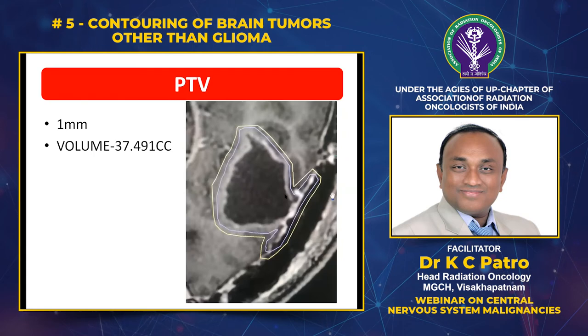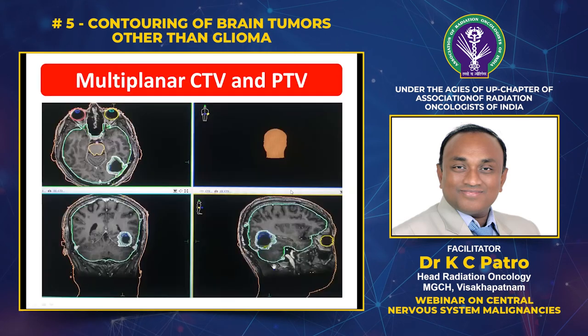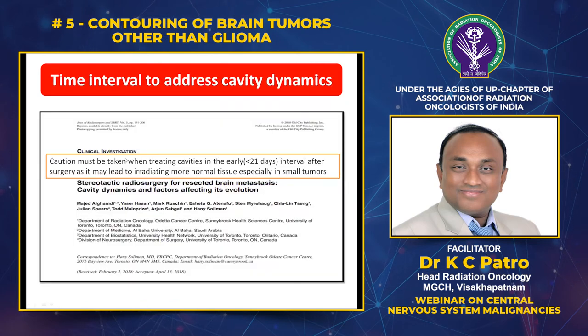So this is the PTV, where you can give 1 centimeter or 2 mm according to your institutional protocol, and you can manage the brain CTV, and go for multiplanar imaging. And remember, if brain mets surgery has been done outside, don't start radiation or ask for MRI within 21 days, because there is a protocol called brain met cavity stabilization.